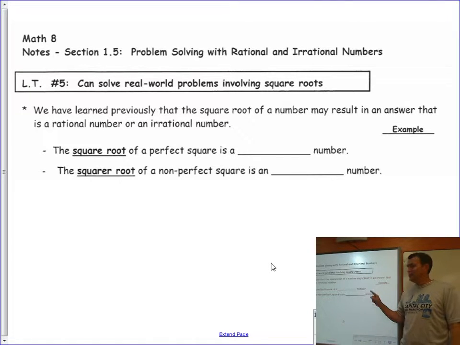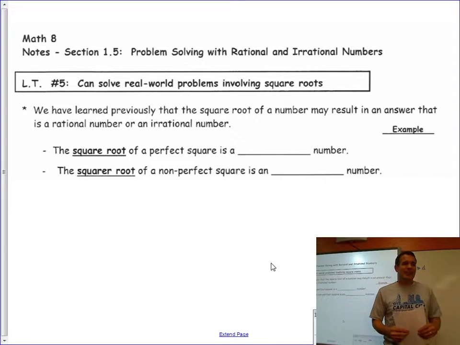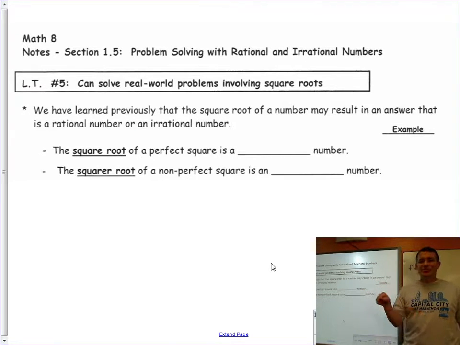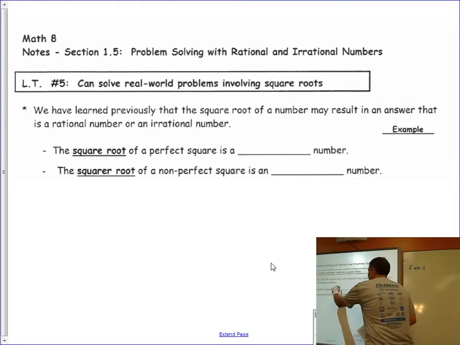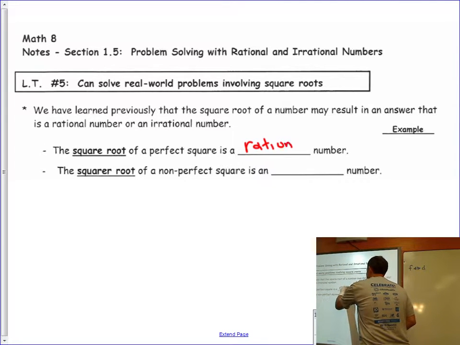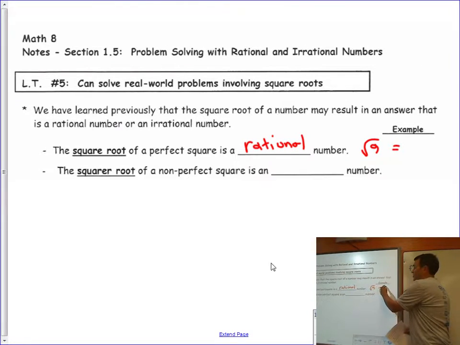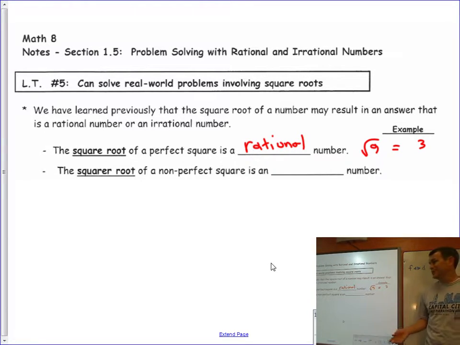Before I do that, let's review square roots one more time real quickly. We have learned previously that the square root of a number might result in an answer that is either rational or irrational. Do you know the difference? The square root of a perfect square is a rational number, right? Like if I take the square root of 9, 9 is a perfect square, so when I take the square root of 9, I get a rational number. I get 3.